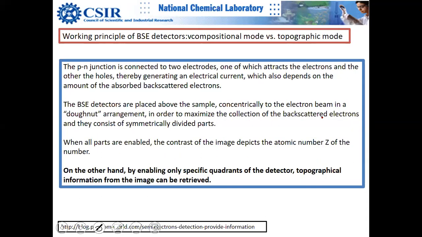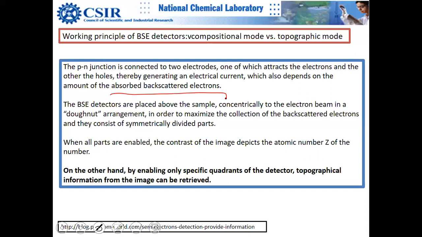So that is basically a PN junction diode. It's a diode: P-doped silicon and N-doped silicon, and you merge them. So there will be a depletion layer, and some voltage will develop, and that is basically used as a diode. You know that. It will be connected by two electrodes, so you can separate electron and hole, and that completes the electric current. And that current is proportional to the amount of absorbed scattered electrons.